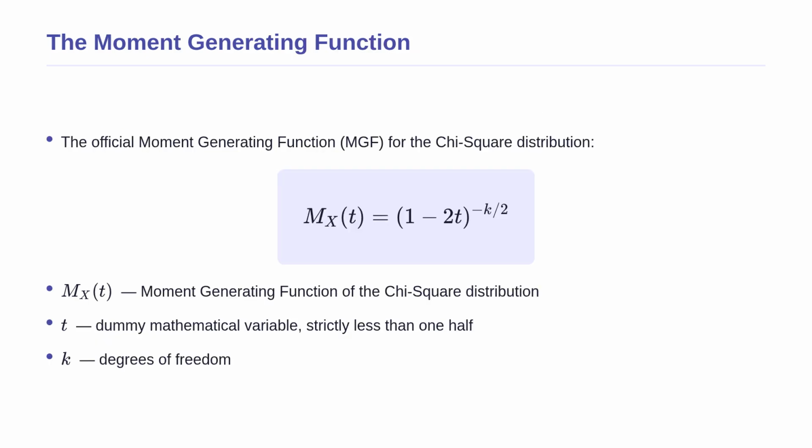This derivation brings us to the official moment-generating function for the chi-square distribution. This compact formula is the mathematical engine behind the distribution's properties. Let us review the components.